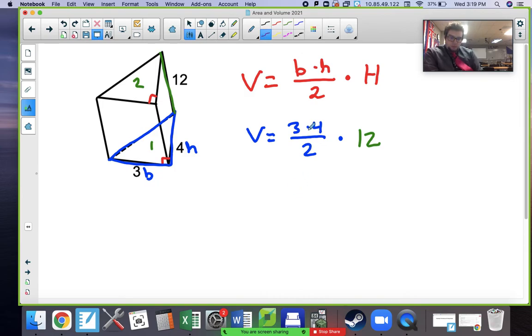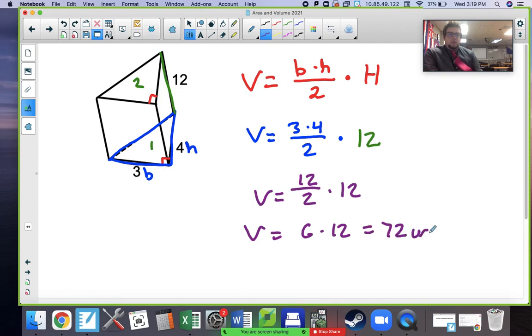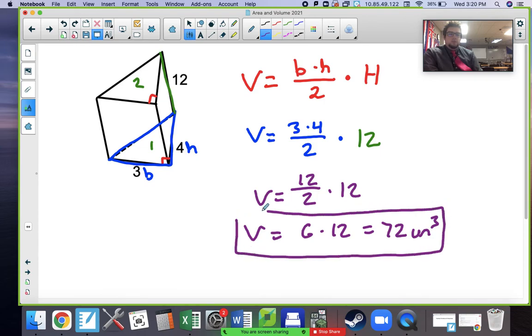I end up getting 12 divided by 2. So I get 6 times 12. And our volume is 72 units cubed of volume.